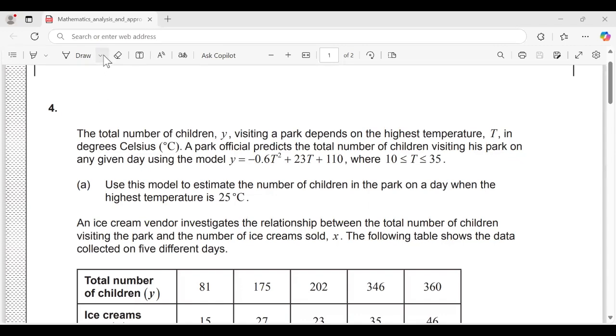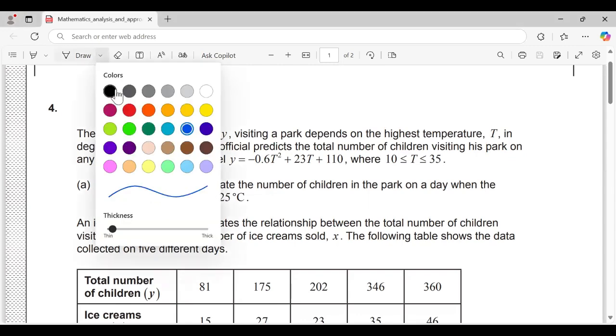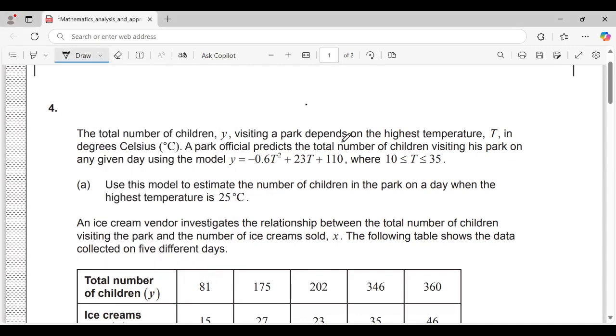Number 4. The total number of children, y, visiting a park depends on the highest temperature, t, in degrees Celsius. A park official predicts the total number of children visiting his park on any given day using the model y equals minus 0.6t squared plus 23t plus 110, where the interval is 0 to 35. Use this model to estimate the number of children in the park on a day when the highest temperature is 25 degrees Celsius.